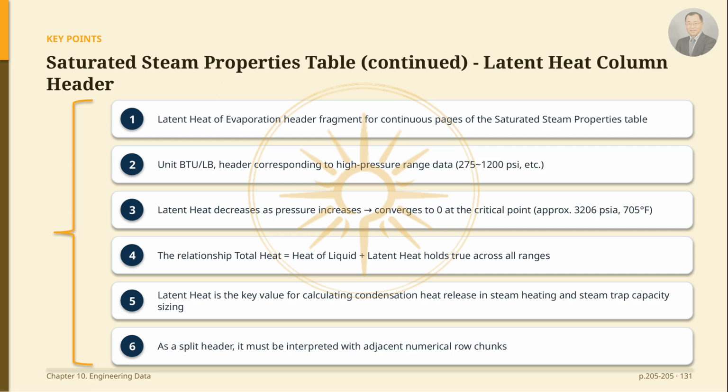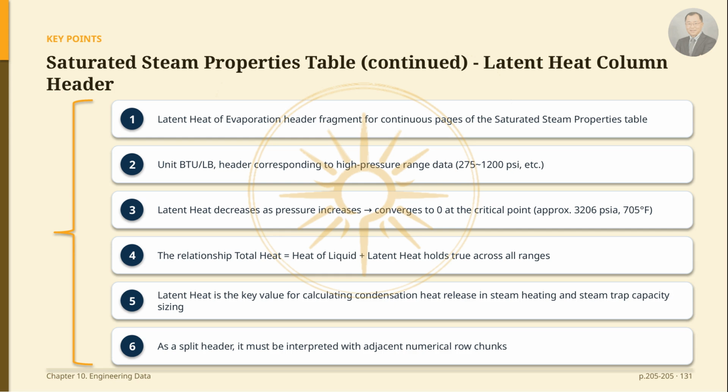Finally, I would like to introduce the header for the latent heat column on the continuation page of the saturated steam properties table. The unit is BTU per lb, and this header corresponds to the high-pressure range data we discussed earlier. As pressure increases, the latent heat of vaporization continues to decrease, converging to zero near the critical point of water, which is approximately 374 Celsius and 705 degrees Fahrenheit. At this point, the distinction between liquid and vapor disappears.